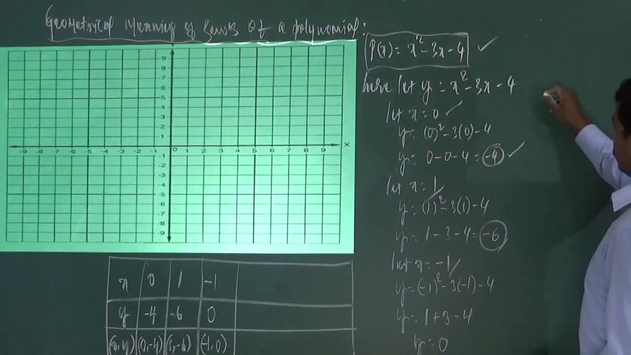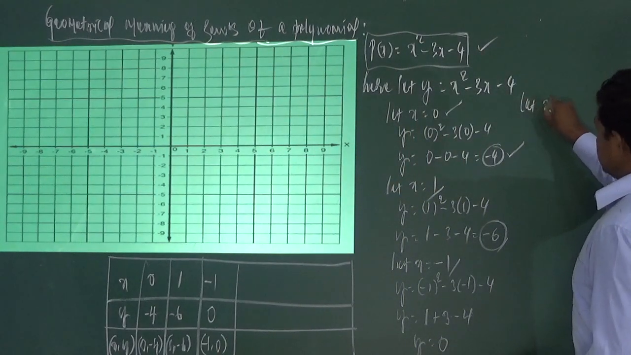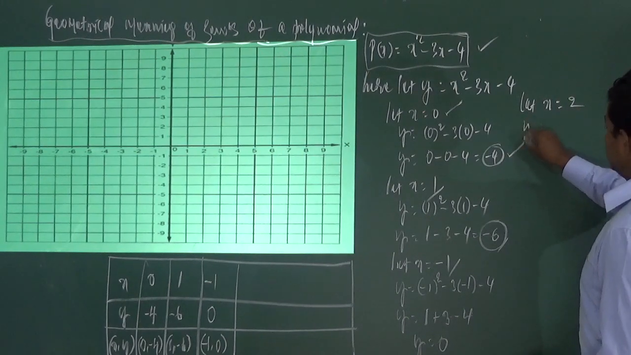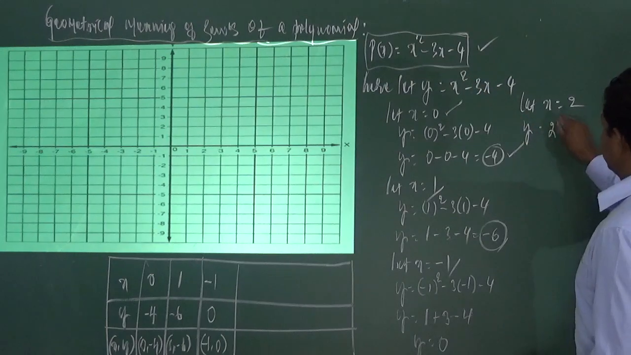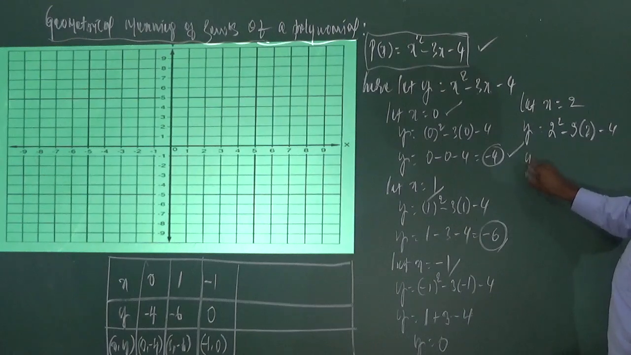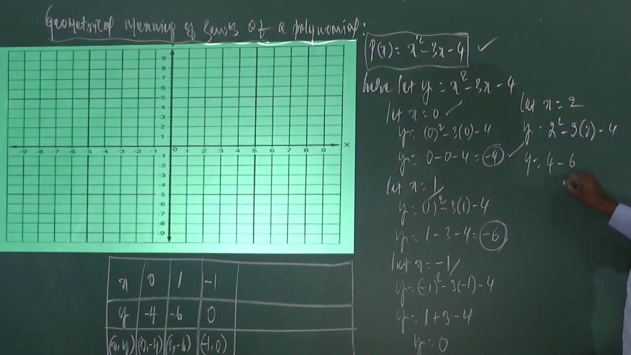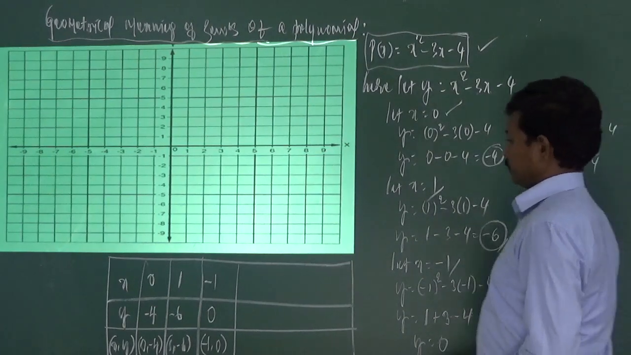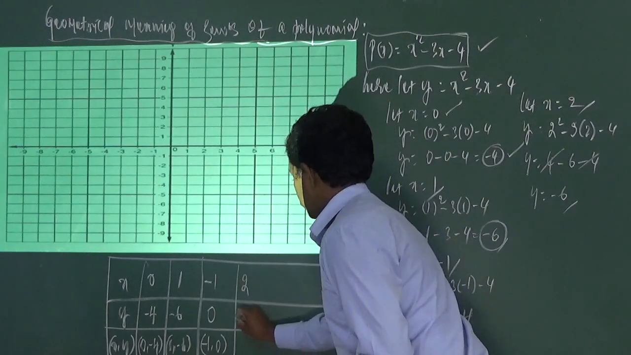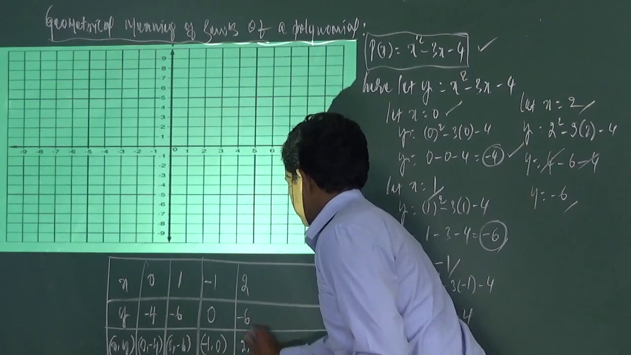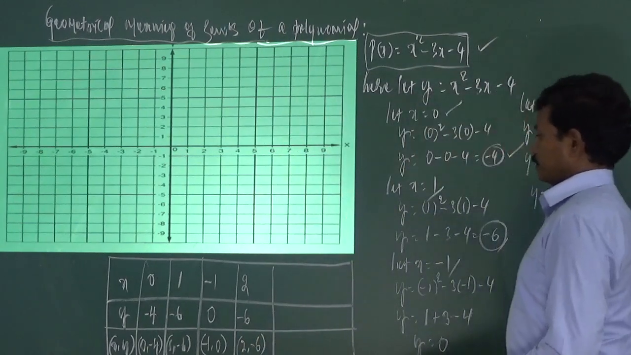Let's go with the fourth one. So let x is equal to 2 I will give. So y is equal to 2 square minus 3 into 2 minus 4. So y is equal to 2 square is 4, minus 6, minus 4, plus 4 cancels, y is equal to minus 6. When you give 2, y is minus 6. X is equal to 2, y is minus 6. Sorry, 2 comma minus 6. This is the fourth coordinate we have got.